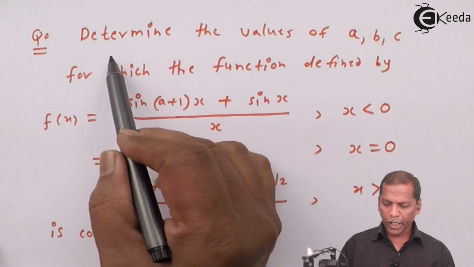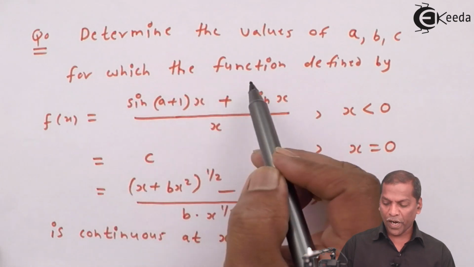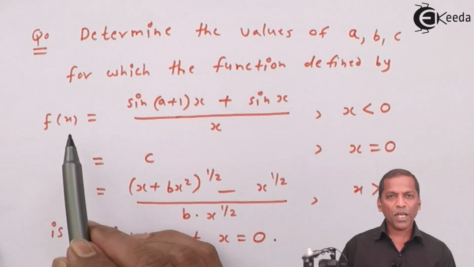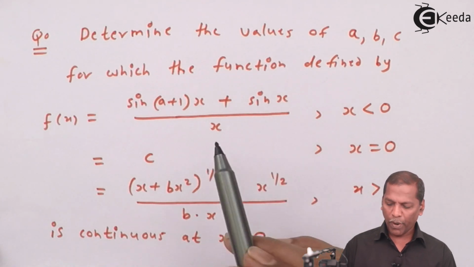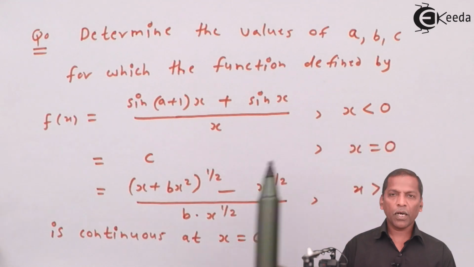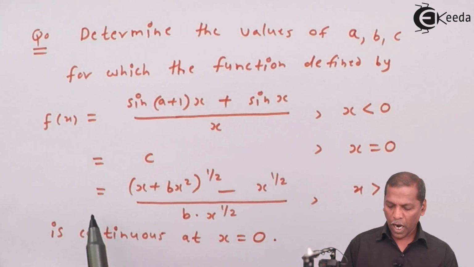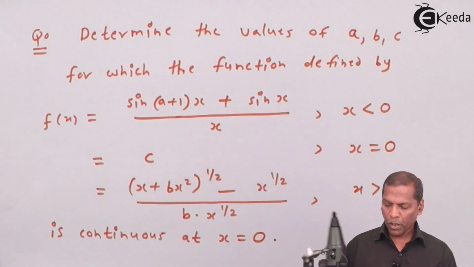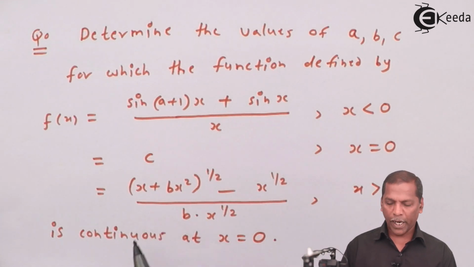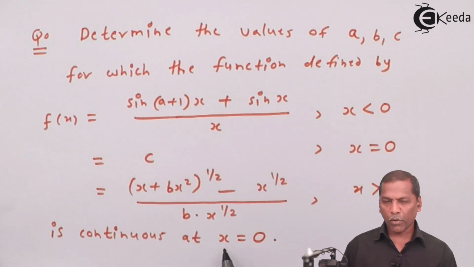The question is: determine the values of a, b, c for which the function defined by f of x is equal to sine of (a plus 1) into x plus sine x, whole thing divided by x, for x less than 0; is equal to c, for x equal to 0; and is equal to (x plus bx square) whole bracket raised 1 by 2 minus x raised 1 by 2, and whole thing divided by b into x raised 1 by 2, for x greater than 0, is continuous at x equal to 0.